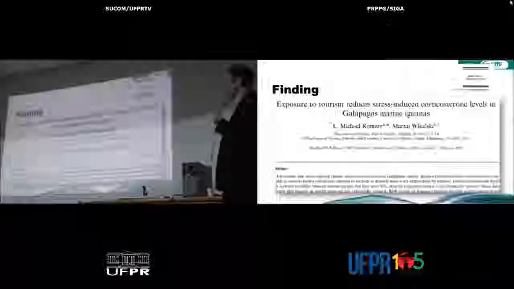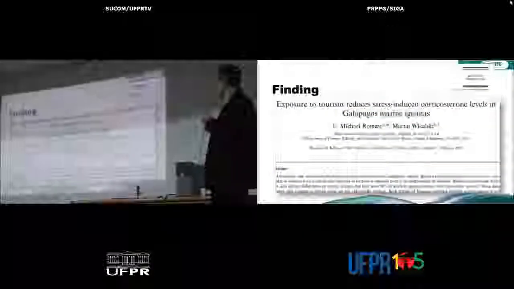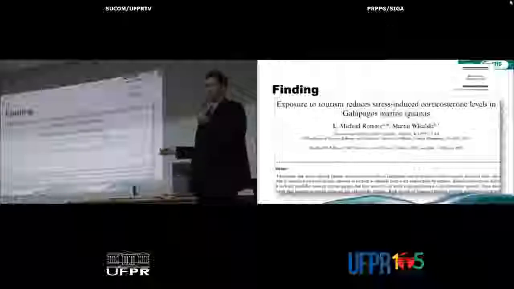This is a very funny title, if you look at it. Exposure to tourism reduces stress-induced corticosterone levels in Galapagos marine iguanas. That's the finding they're highlighting. But I can't help but think of an image like this. These iguanas that have no stress because their corticosterone levels have been reduced because they're hanging out at some resort somewhere. And anyway, I don't know how they measured this, I guess sort of chemically, because I'm assuming they didn't interview the iguanas or anything.